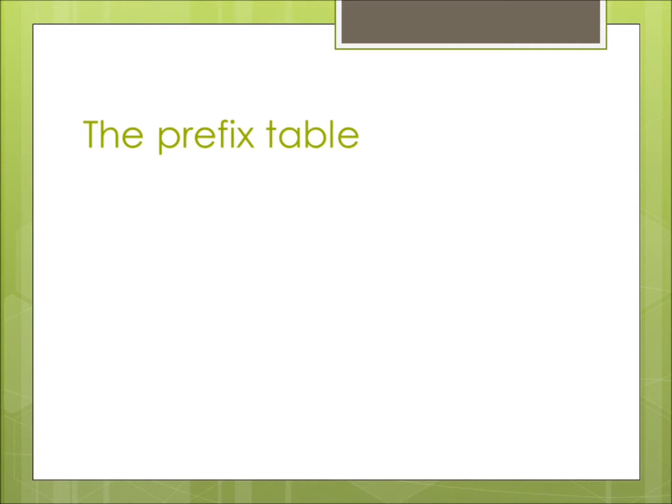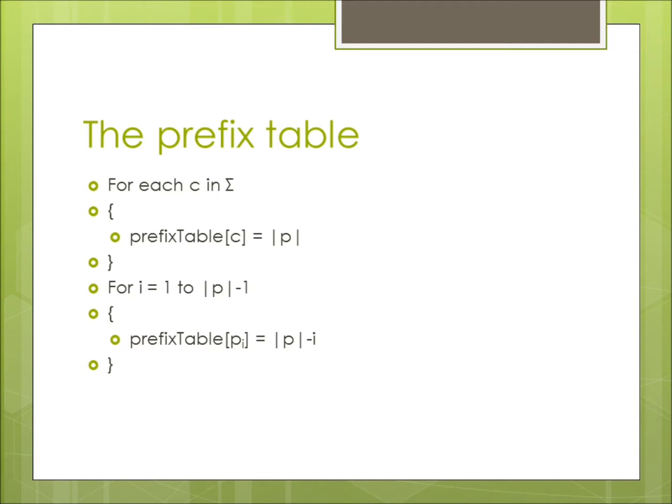First, we need to form a prefix table. This table gives us information about how far to move the pattern along. First, every entry of the prefix table is initialized to the length of the pattern. Next, we initialize the entries of the table, which are in both the pattern and the string, to how far we want to move the pattern along if a mismatch occurs there.